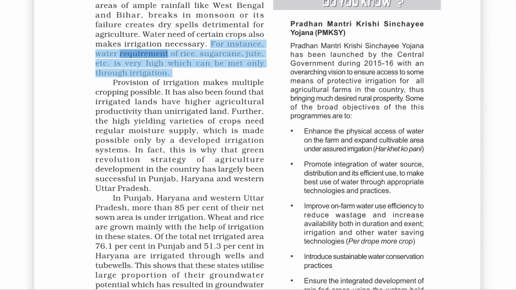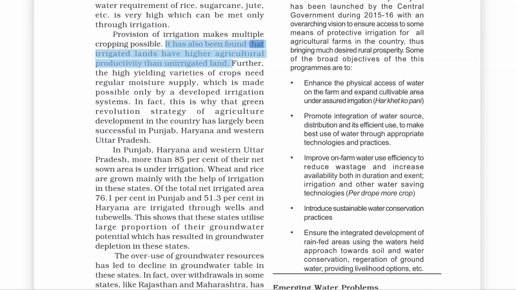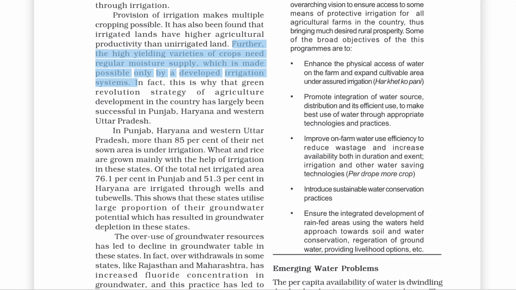For instance, water requirement of rice, sugarcane, jute, etc. is very high, which can be met only through irrigation. Provision of irrigation makes multiple cropping possible. It has also been found that irrigated lands have higher agricultural productivity than unirrigated land. Further, the high-yielding varieties of crops need regular moisture supply, which is made possible only by developed irrigation systems.